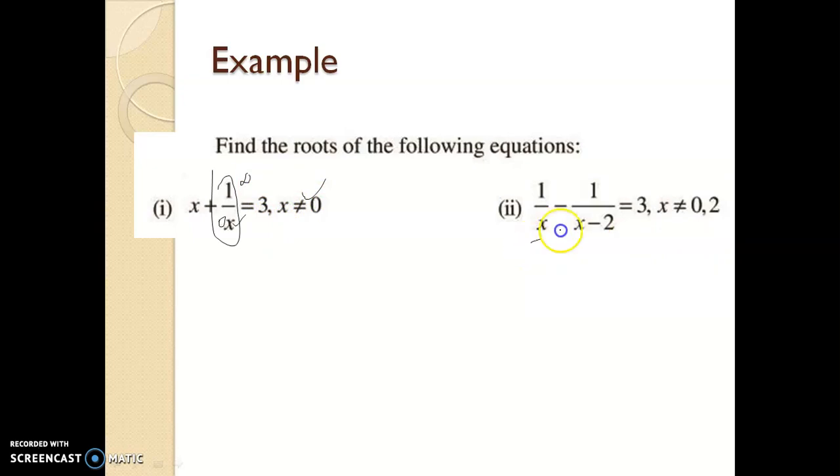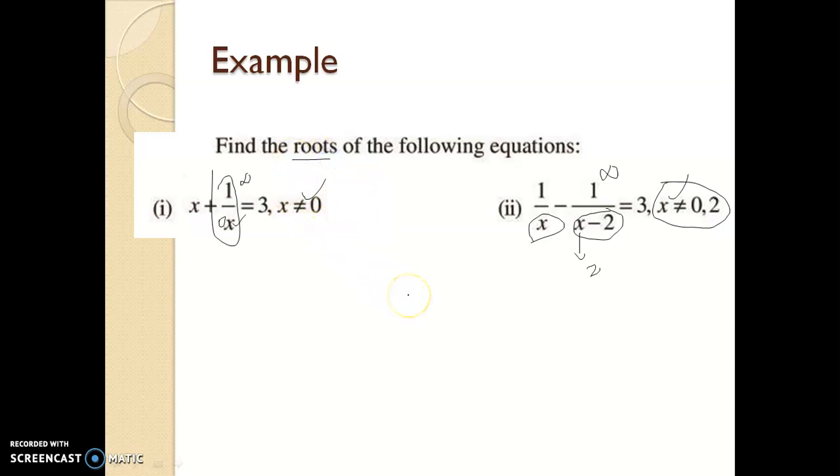In the similar way, here x not equal to 0, and similarly here x minus 2 is there. If you put x equal to 2, the denominator will become 0. Therefore, it will become infinity, and hence the restriction is given here. So no need to worry about the restrictions. We are going to consider only these equations. So how do we find the roots for this equation?